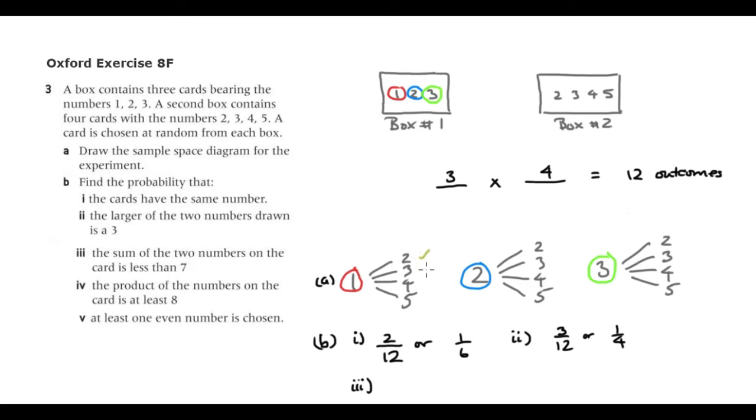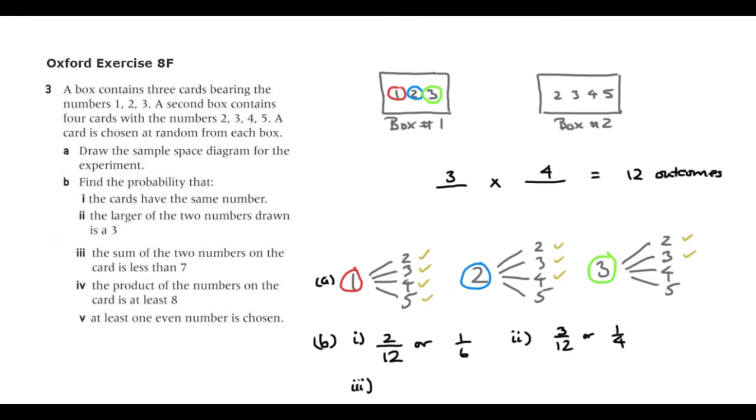So 1 plus 2 is definitely less than 7. 1 plus 3, 1 plus 4, 1 plus 5. 2 plus 2, 2 plus 3, 2 plus 4. And 2 plus 5 is 7, and that is not less than 7. So now we move on to the last chunk of our sample space, where we have 3 and 2 and 3 and 3. And then we have 3 followed by a 4 and a 5, which definitely aren't less than 7.